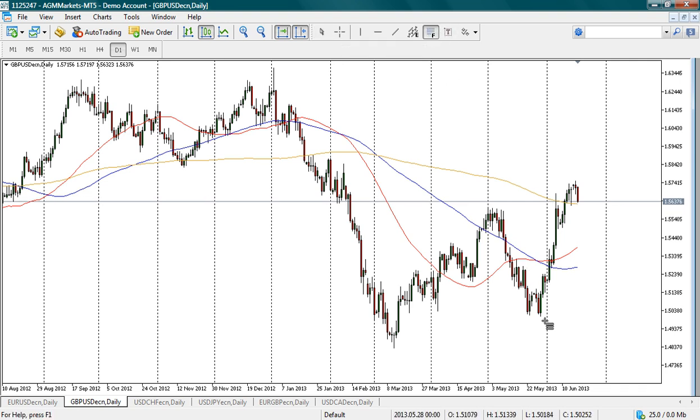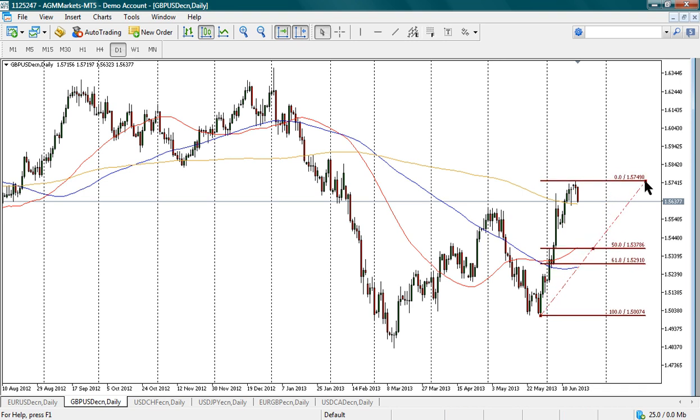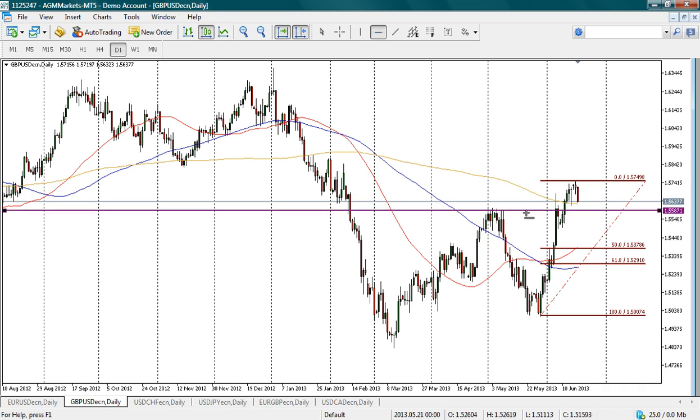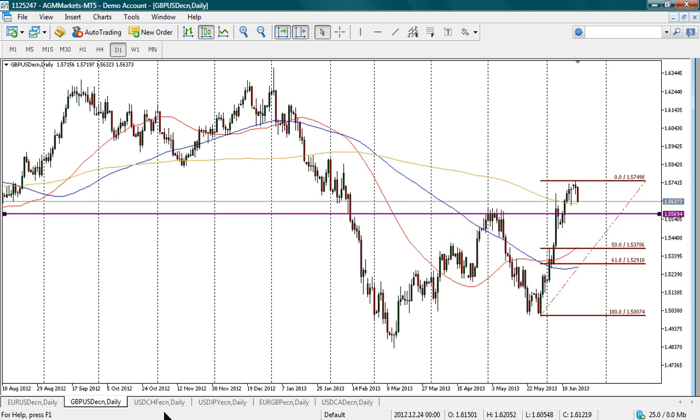So yeah, this is the one that I'm looking at personally. This one here, from lows to highs. If we do retrace, it'll be interesting to see what happens at that 50%. If we get there, of course, we could bounce off the 200-day moving average or that new support. I'll draw it up again around here. So that's my focus for cable.